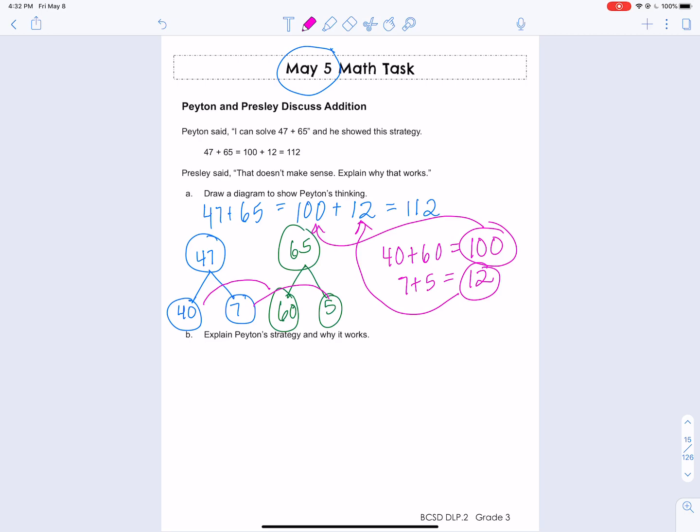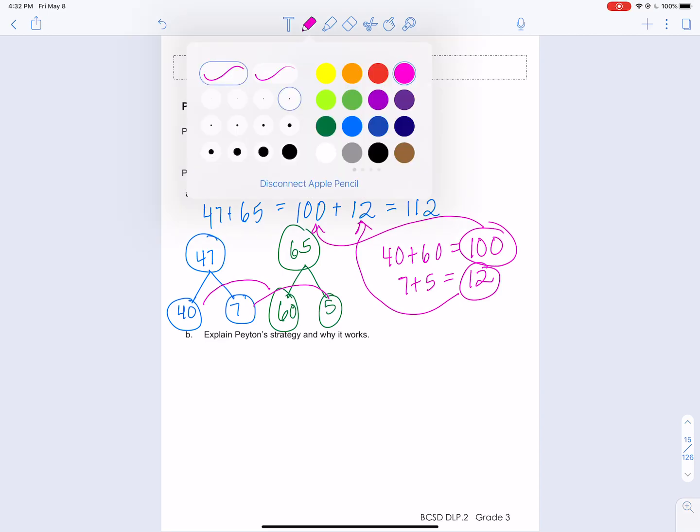They search for the nearest round number that is not greater than the number itself, and then they'll add that first, and then they'll add the leftovers next. So then once you have it as 100 plus 12, that's easy to add up, right? 100 plus 12, you already know by looking at it, it's 112. So explain Peyton's strategy and why it works. Okay, let's see if we can explain this in words.